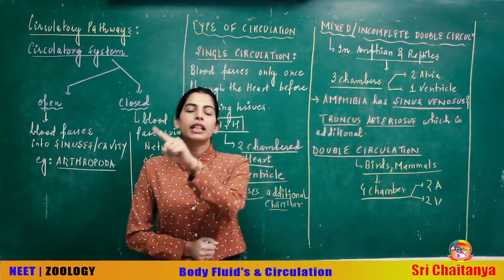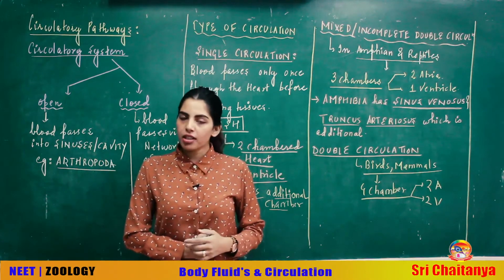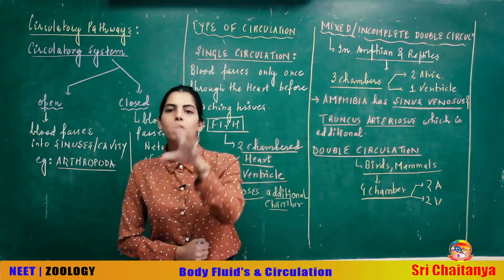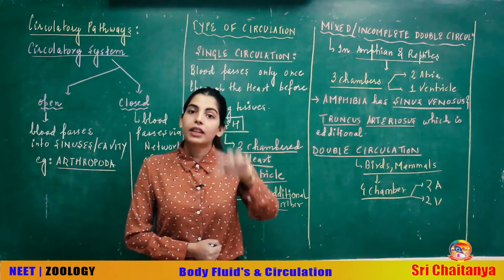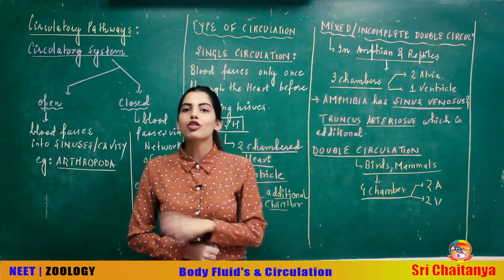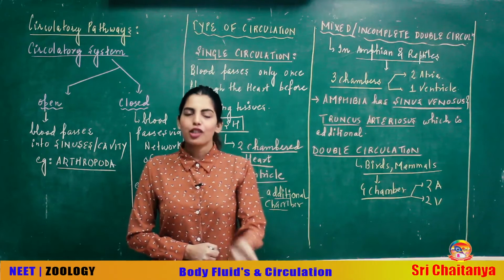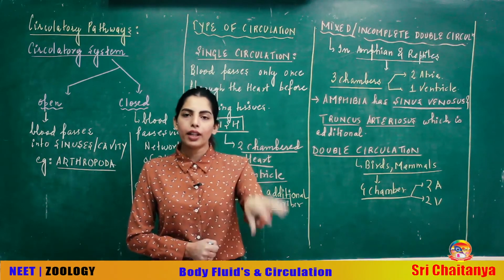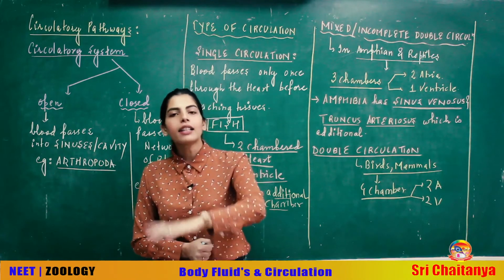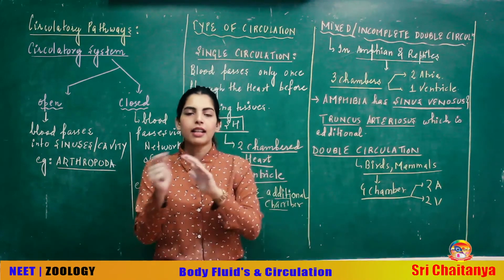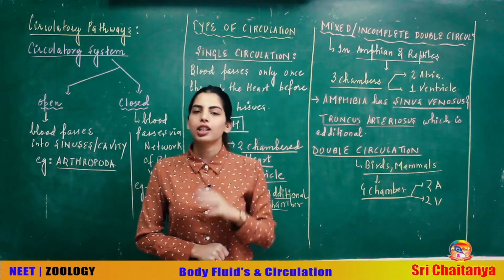It reaches the gills for oxygenation. Once it reaches the gills, oxygen is gathered, the blood becomes oxygenated, and that blood is transported to the tissues. So it is not coming back to your heart and then to the organs. Blood goes only once through the heart. The heart pumps to the gills, and the gills give to the tissues. That is why this type of circulation is single circulation.